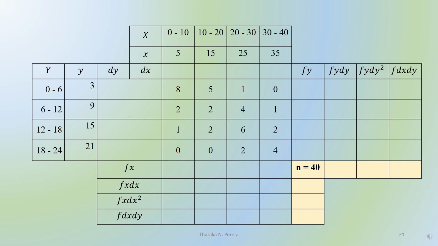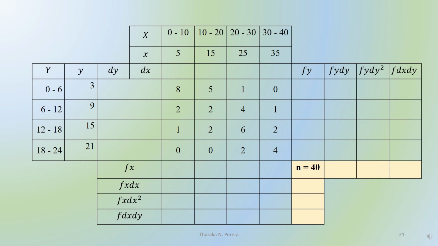As an example, the first class interval is 0 to 10 and we can get the mid value as 5, which we get from 0 plus 10 equals 10, divided by 2. And the second x class interval is 10 to 20. 10 plus 20 equals 30. 30 divided by 2 equals 15. Likewise, we can complete the x row.